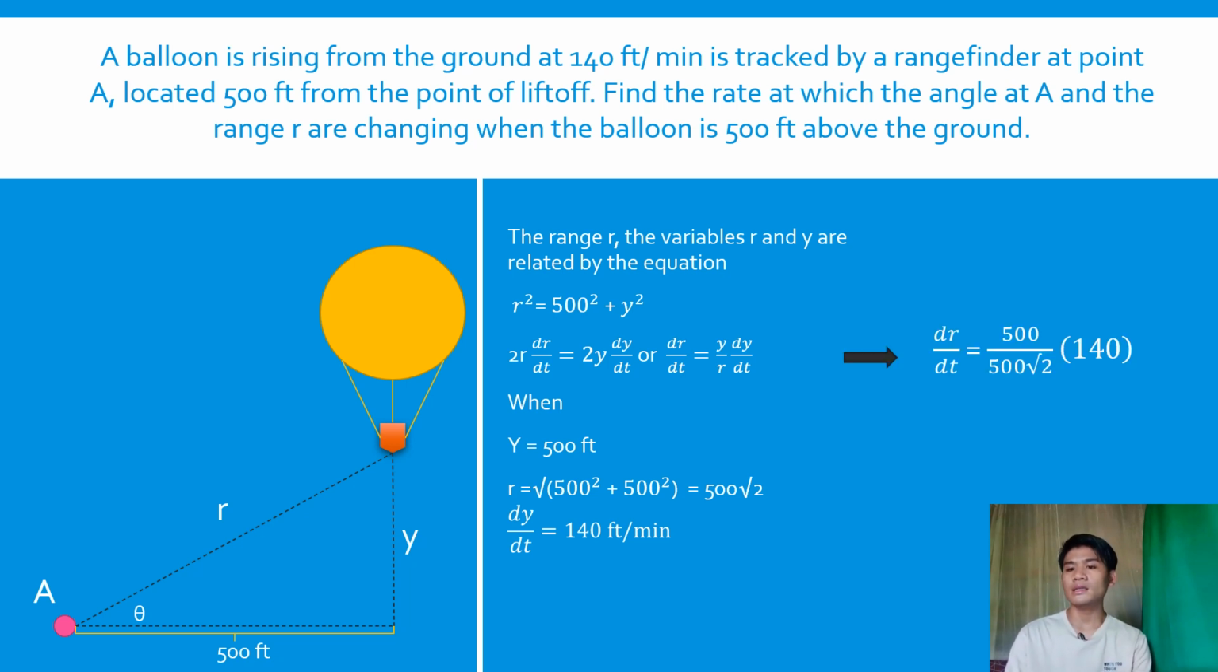And our dy/dt is the same, equal to 140 feet per minute. Just plug in to the formula given: dr/dt is equal to 500 over 500 square root of 2 multiplied by 140, and simplify. So we came up with dr/dt equal to 140 square root of 2 over 2, and the final answer is that the rate of change of r with respect to time is 70 square root of 2 feet per minute.